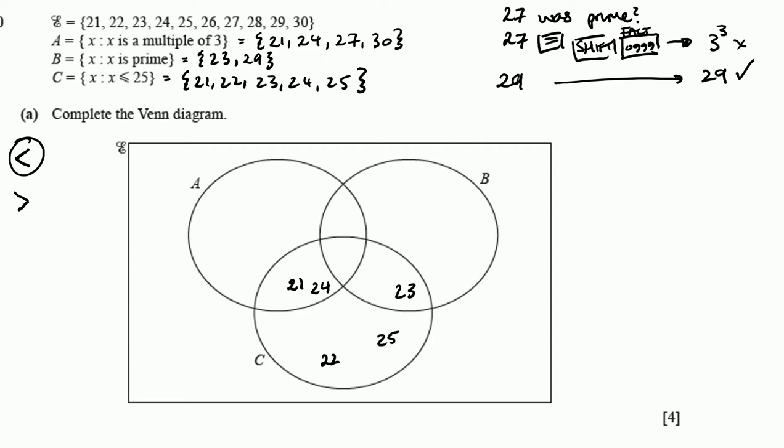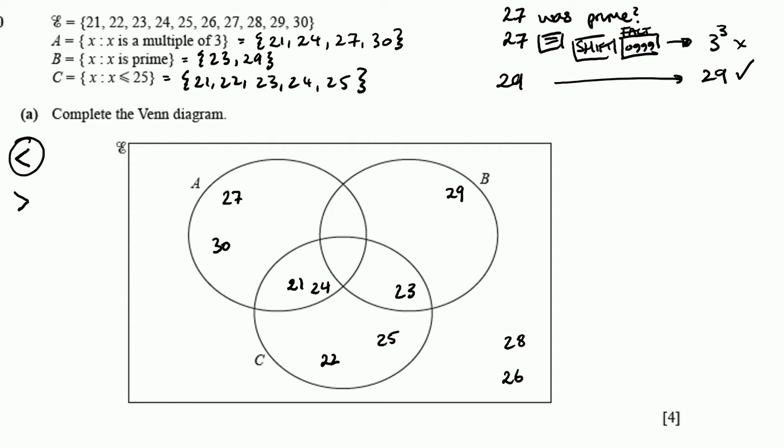And 26 is in none of these sets, so it goes on the outside. 27 is only in set A. 28 is in none of these sets. 29 is only in set B. And 30 is only in set A.